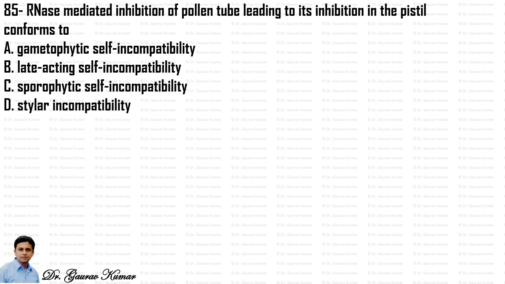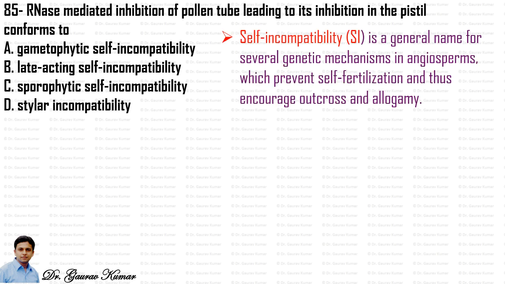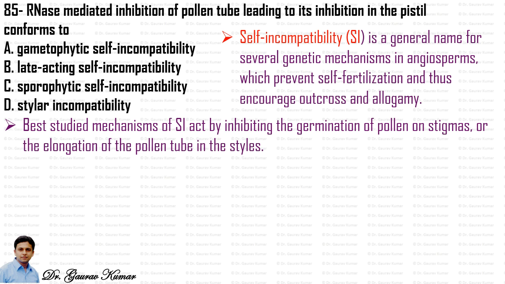Coming to next question, RNase mediated inhibition of pollen tube leading to its inhibition in the pistil conforms to. Now let's see what is self-incompatibility. Self-incompatibility is a general name for several genetic mechanisms in angiosperms which prevent self-fertilization and thus encourage outcross and allogamy. So the best studied mechanisms of self-incompatibility act by inhibiting the germination of pollen on stigmas or the elongation of the pollen tube in the styles.